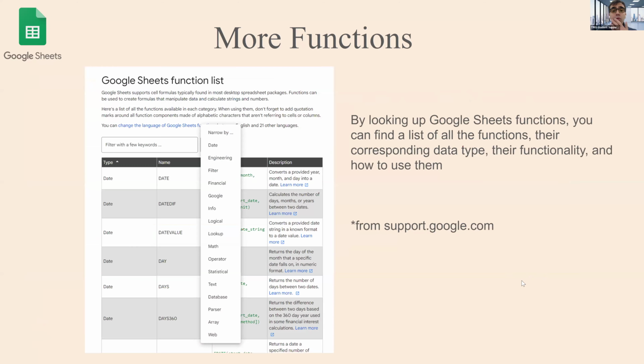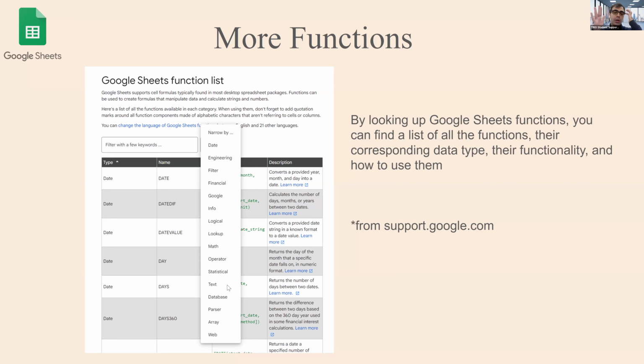I mentioned that there are hundreds more functions, and you can easily look them up at support.google.com. There's a page that has the list of all the functions, and you can also find them by what you need them for. Is it a financial thing you're looking for? Is it engineering, class-related mathematics? Is it related to dates? I'm talking about numbers here mostly, but you can also find lists that are related to text.